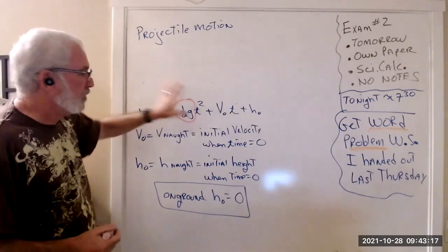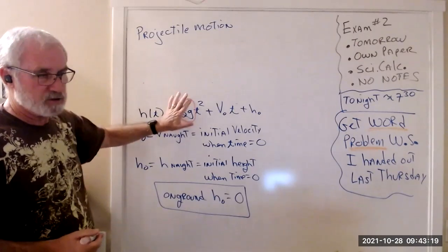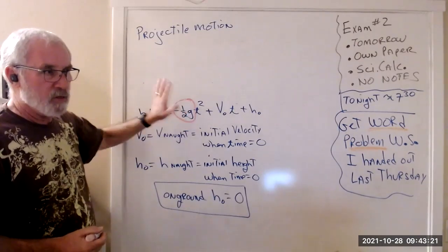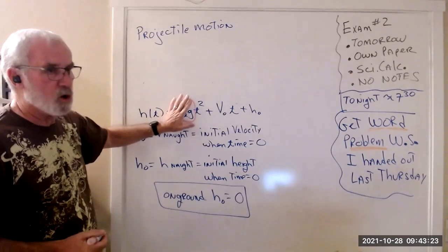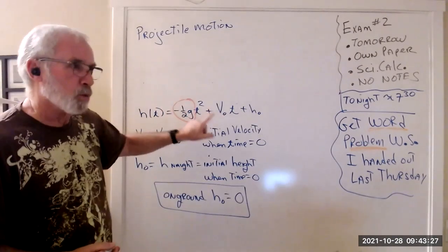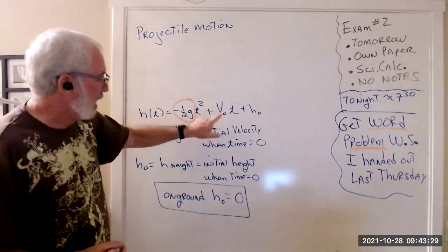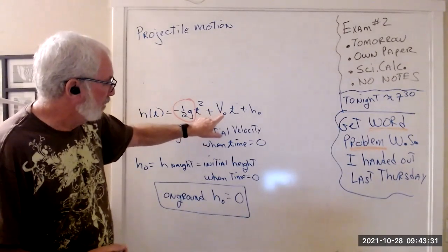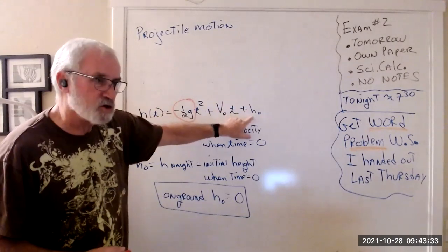You will never have to know that. That part of the problem I will always give you. But you'll have to be able to read the problem and select out the V naught and the H naught.